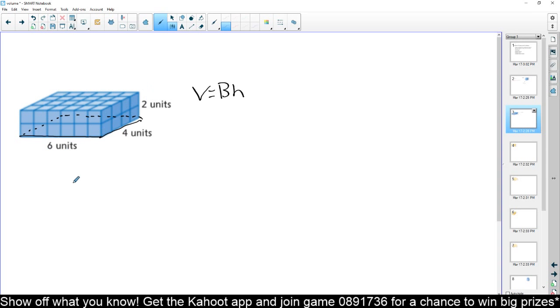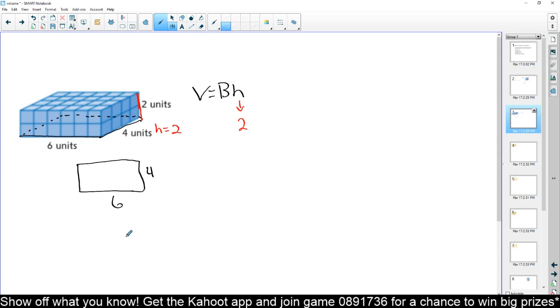Okay? So anytime I do this, I'm always going to draw the base on its own. So I don't have to think about it three-dimensionally. I'm going to label it 6x4. And then I'm going to make a note before I do anything else that my height, where do I want to put this? Let's put it right here. Height equals 2. Which means I can substitute into my volume formula, H is 2.